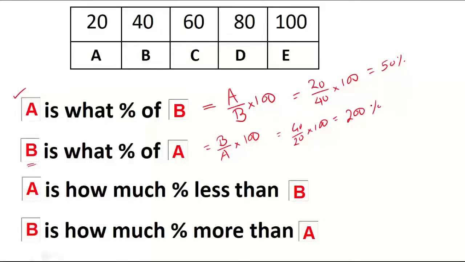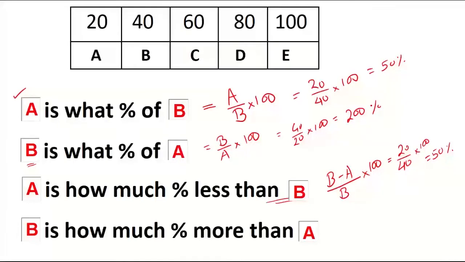Third question is A is how much percent less than B? A कितना छोटा है in comparison with B? So it has to be B minus A divided by, comparison किससे करना है? B से. So divided by B into 100. So it's 40 minus 20, which is 20 divided by 40 into 100. That's 50%.